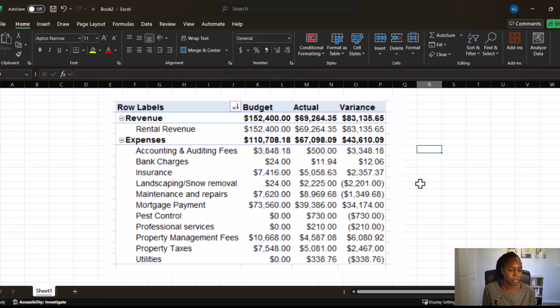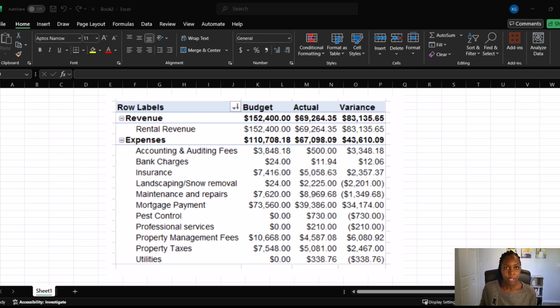Going through all these exercises will also help you identify any areas of fraud. You'll be able to see if there are fraudulent transactions. Okay, so when you do those 3 exercises, you should be able to tell if your financial statements are accurate or not.